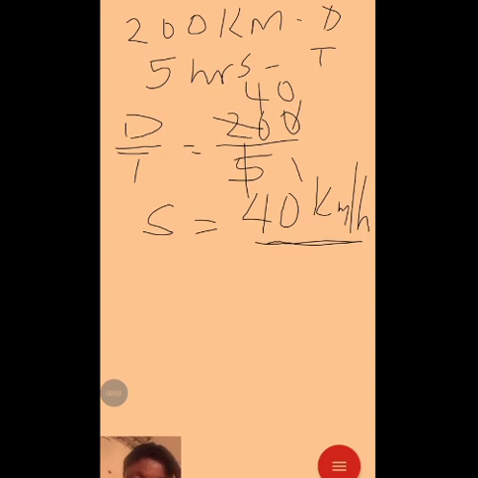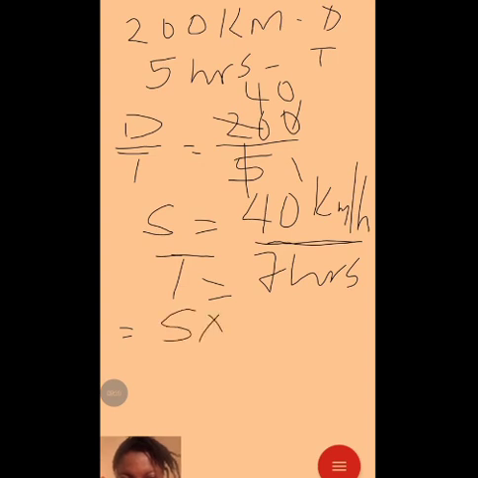Now, we already have the 40 kilometers, which is for speed. And we have the time. The new time is what? 7 hours. So for distance, we have speed times time, which is equals to, what is the speed?